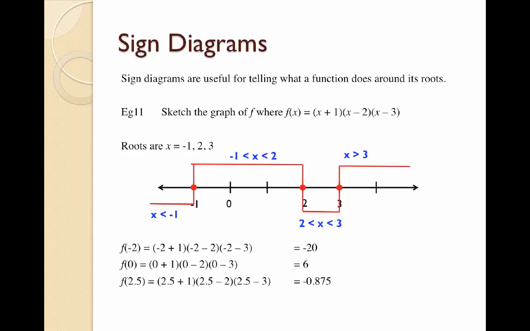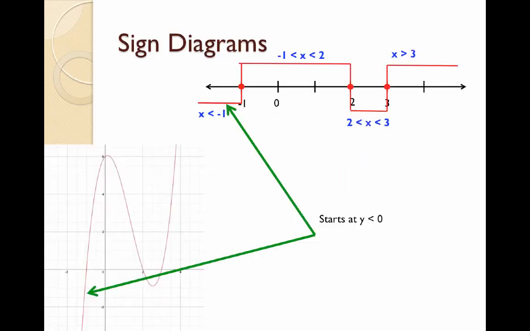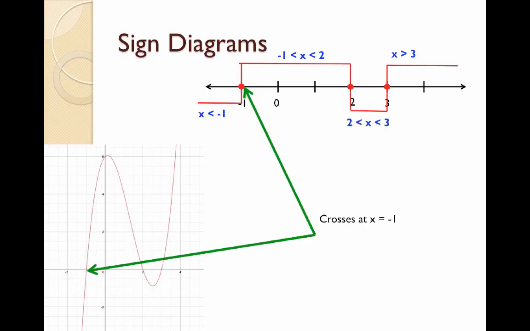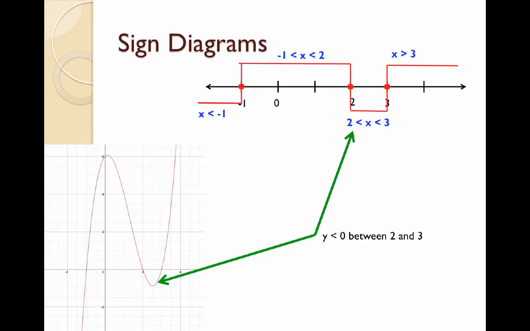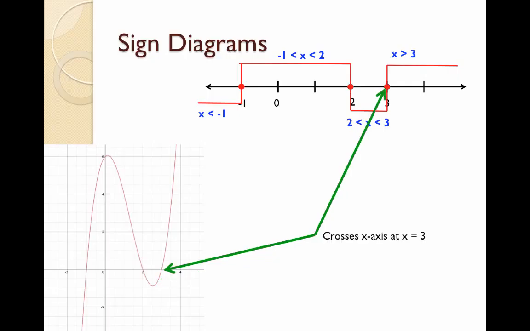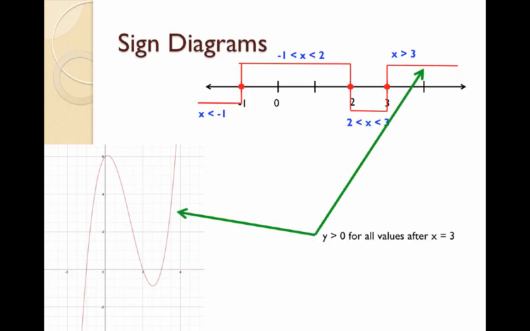So how does that help us in drawing our graph? Well, let's have a look. When x is less than minus 1, you can see on my graph that I am in the negatives for my y values. So I start with y less than 0. I cross at x equals minus 1, and then I go into the positives everywhere between minus 1 and 2. When I get past 2, I cross through 2. When I'm between 2 and 3, y is again less than 0. I'm below my x-axis. I again cross the x-axis at x equals 3, and I end up in a positive direction.